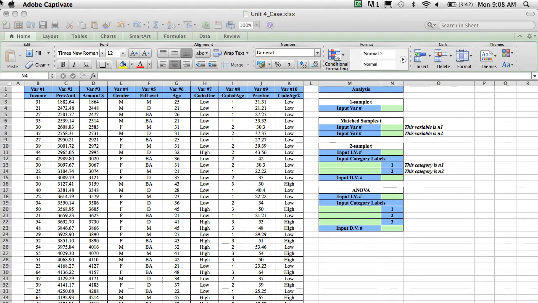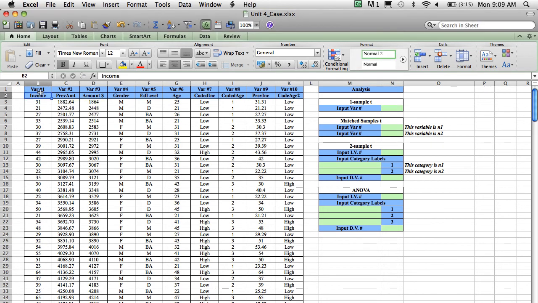We would use the one sample t procedure if we were working with one sample of data and we wanted to make inference about the population mean based on the evidence we find in our sample data. For example, if we wanted to make inference about the population mean income, here we have a sample of 50 incomes, and these are in thousands of dollars. To run the test, I would first input the variable number in my one sample t input. That's variable 1.